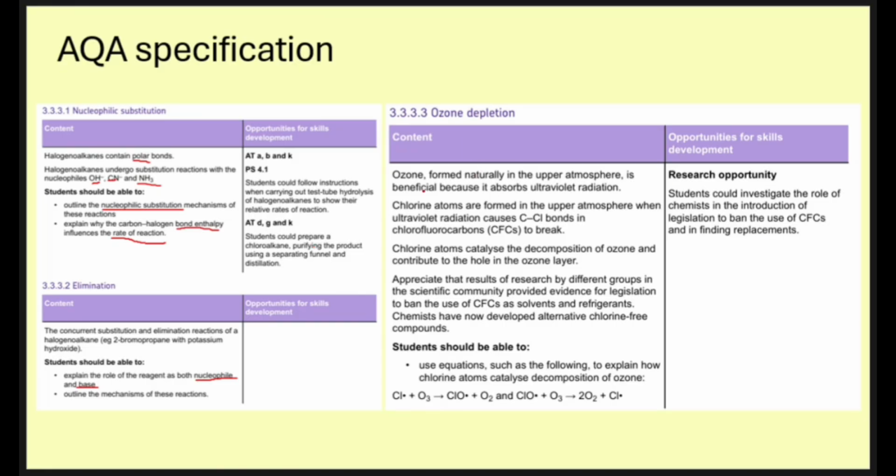For ozone depletion, we need to know that ozone, which is O3, excuse my handwriting, formed naturally in the upper atmosphere, is beneficial because it absorbs ultraviolet radiation. Chlorine atoms are formed in the upper atmosphere when ultraviolet radiation causes carbon-chlorine bonds in chlorofluorocarbons, it's a mouthful, to break. Chlorine atoms catalyse the decomposition of ozone and contribute to the hole in the ozone layer.